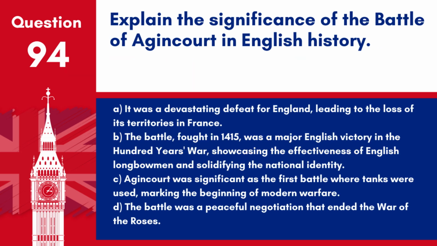Question 94. Explain the significance of the Battle of Agincourt in English history. A. It was a devastating defeat for England, leading to the loss of its territories in France. B. The battle, fought in 1415, was a major English victory in the 100 Years' War, showcasing the effectiveness of English longbowmen and solidifying the national identity. C. Agincourt was significant as the first battle where tanks were used, marking the beginning of modern warfare. D. The battle was a peaceful negotiation that ended the War of the Roses.